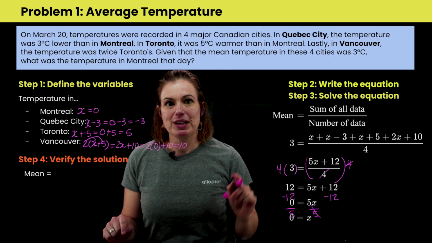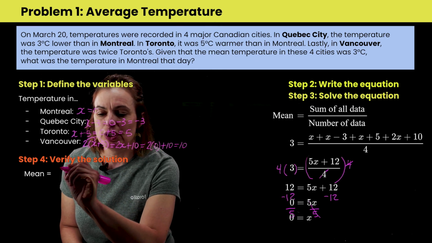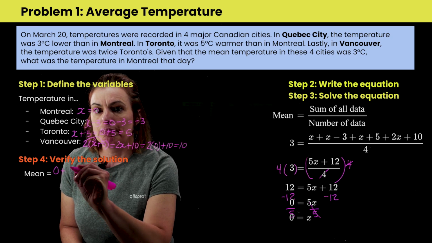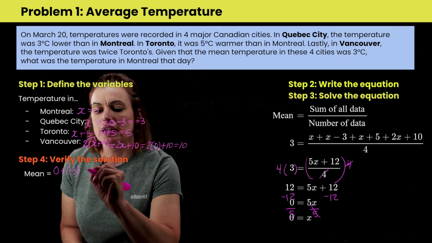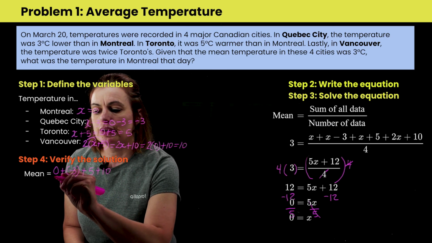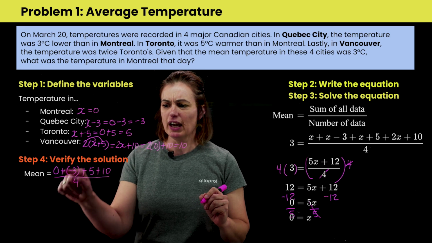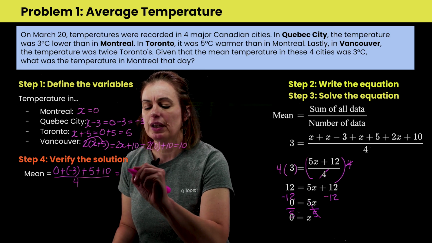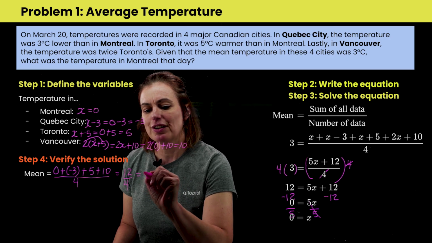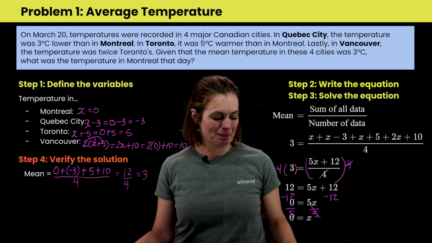I'm going to put that into my mean equation here. So now instead of all these x's, I'm going to use the numbers. Montreal plus Quebec City plus Toronto plus Vancouver, all divided by 4. If I add up my numerator, this gives me 12, which I then divide by 4 to give me 3, which is exactly what I was hoping for.